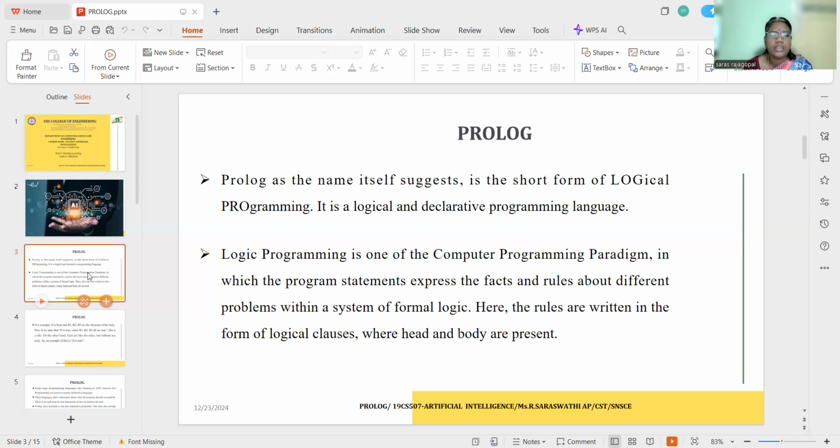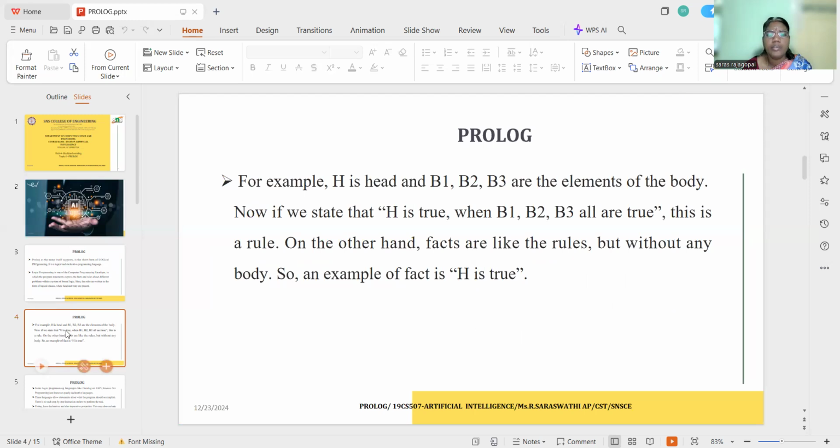The rules are written in the form of logical clauses where a head and body are present. For example, H is a head and B1, B2, B3 are the elements of the body. Now we state that H is true when B1, B2, B3 all are true. This is a rule. On the other hand, facts are like rules but without any body. So an example of a fact is: H is true.